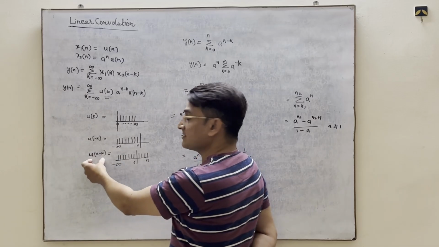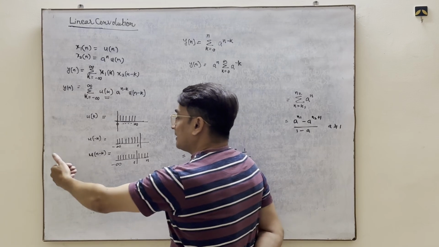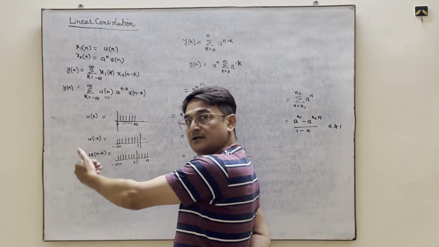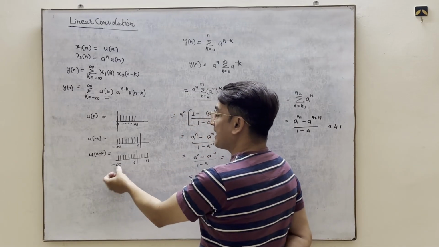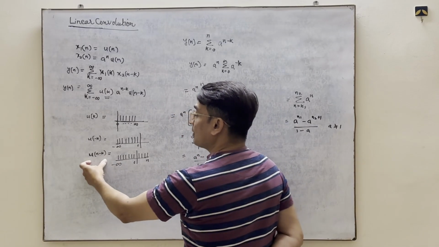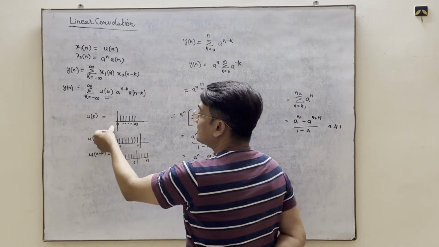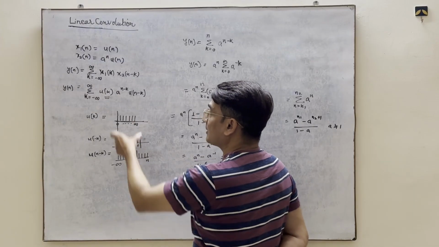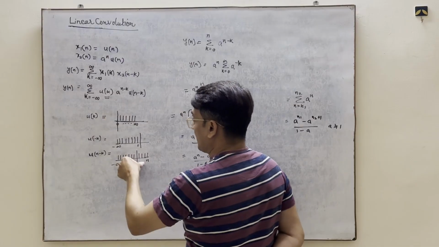And u of n minus k means what? U of n minus k means now you are delaying the sequence by n samples towards the positive side. So now this function will exist from minus infinity to n. So u of n minus k exists from minus infinity to n, and u of k exists from 0 to infinity. So if you take the combined or common limit between these two, it will only be from 0 to n.